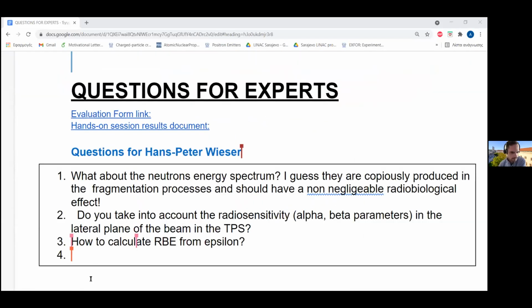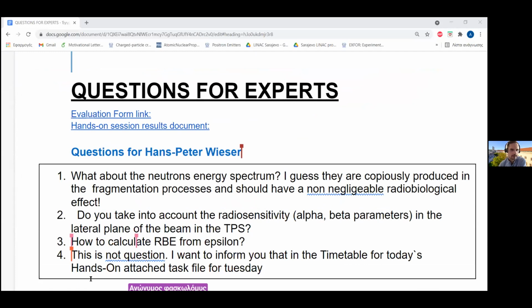Yeah, so first question, neutrons. Yes, there are some studies which also look at the neutron dose, but I would recommend doing a Google search on that. But in the classical standard biological treatment planning, neutron dose is not considered. The second question: do you take into account the radiosensitivity alpha beta parameters in the lateral plane of the beam in the GPS? No, we do not. We assume that the radiosensitivity is laterally constant, so it only varies in depth.